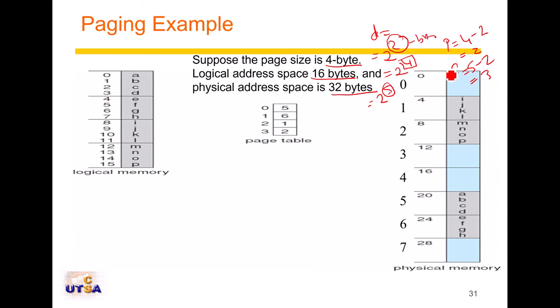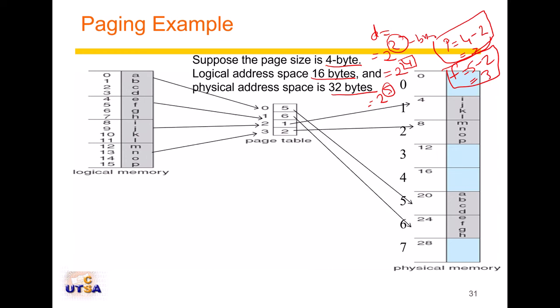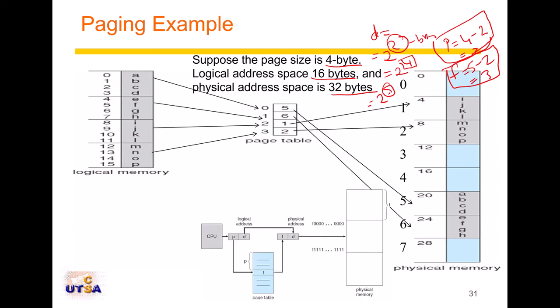So you need 3 bits for the frame numbers and 2 bits for the page numbers. And again, 2 to the power 2 is 4, you have 4 pages. 2 to the power 3 is 8, so you have 8 frames. So you can also compute it that way. And this is again the key diagram that you need to understand and see how that works.